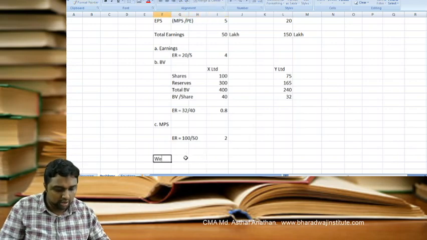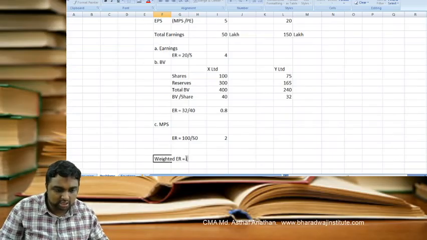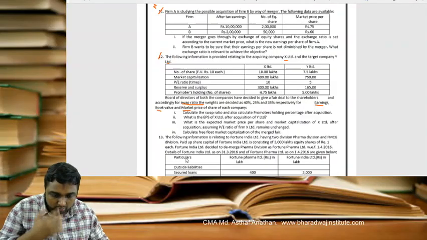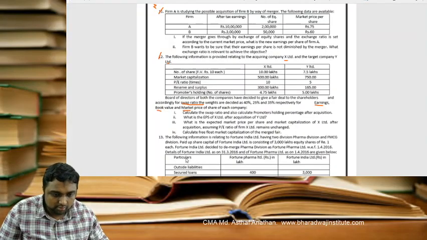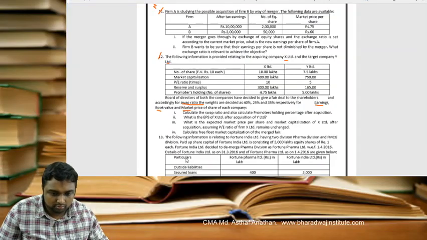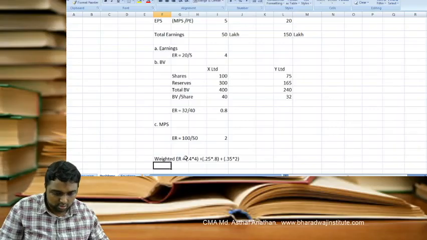Now we have to find out the weighted exchange ratio, because they tell us to follow a weighted method. First we have to give 0.4, so 0.4 into 4, plus next we have to give 0.25, 0.25 into 0.8, plus next we have to give 0.35 into 2. What is the answer?